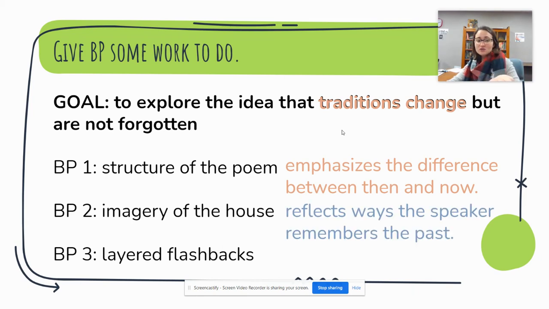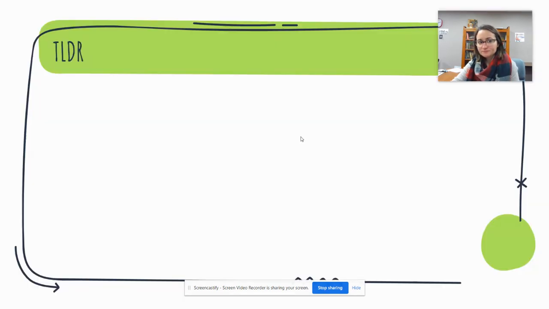For body paragraph 2, I think the imagery of the house really reflects the ways that the speaker remembers the past. So for this one, I'm not focusing on the entire exploration phrase. I'm just focusing on not forgotten. For body paragraph 3, what do I want to do? Do I want to pick one of those to focus on? Sure. Do I want to focus on the so what of this? That would work. Do I want to focus on both together? That would also work. It's up to you and what makes sense in your brain for analysis.